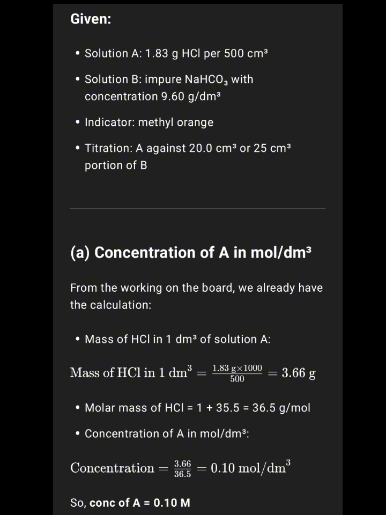So our gram per dm³, you have to convert it to mole per dm³, and in converting to mole per dm³, you have to divide with the molar mass of HCl. So you now have to calculate the molar mass of HCl. Adding them up, the molar mass of HCl is 36.5 gram per mole. So we divide the 3.66 with the 36.5 to get our 0.10 mole per dm³. So this is the concentration of A.